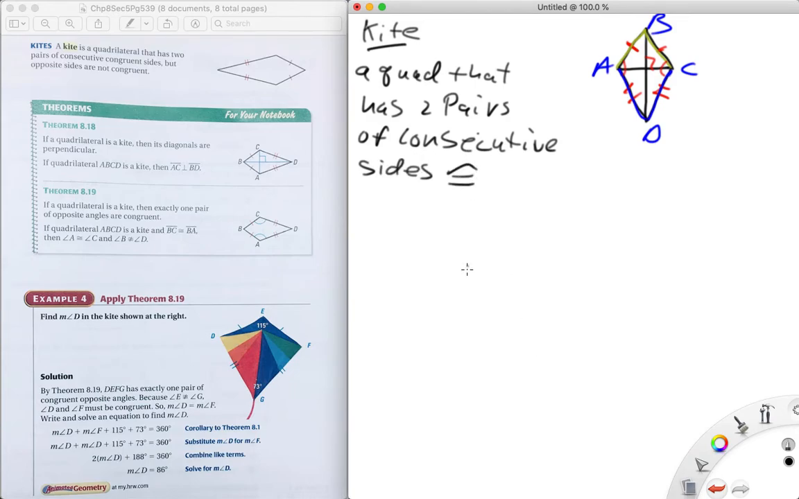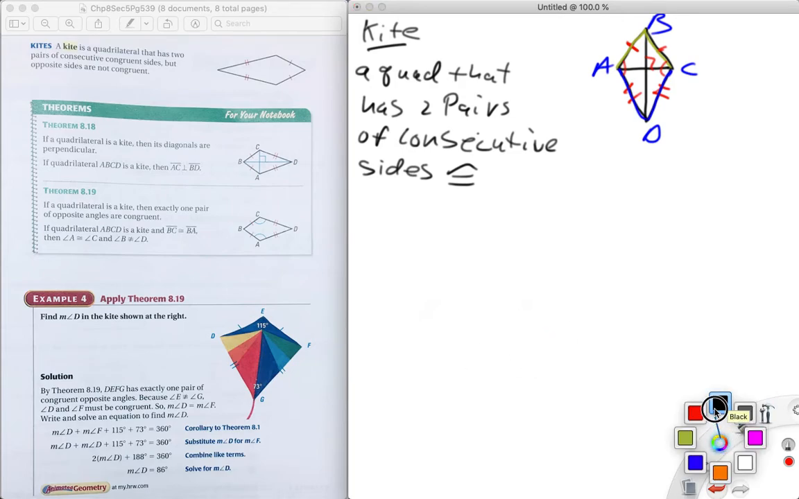Okay, so in contrast to a parallelogram, we had opposite sides that are congruent. This guy and this guy were congruent, and this guy and this guy were congruent. And they were opposite sides because they never touched each other. These two guys touch each other, that's the difference which makes them consecutive.